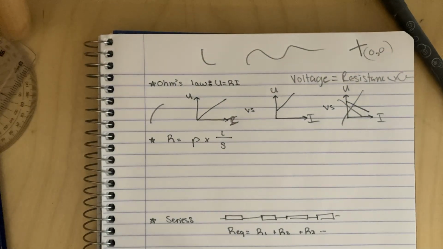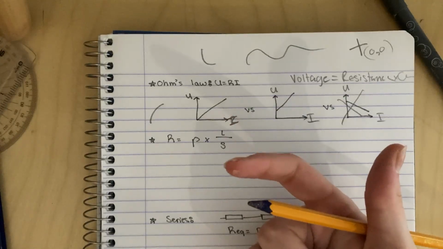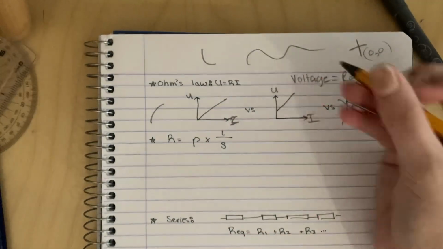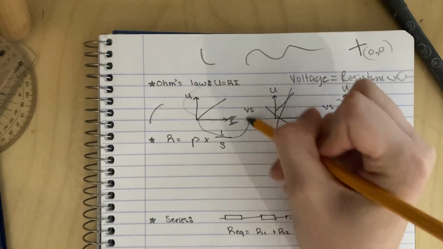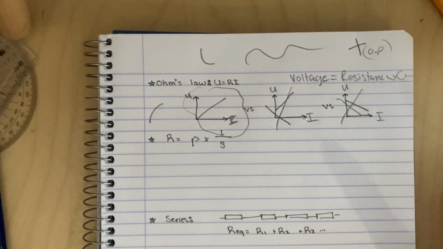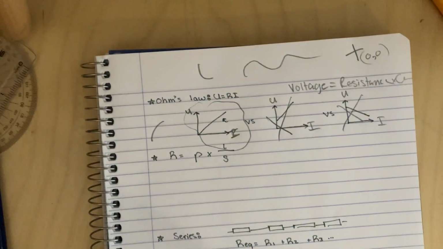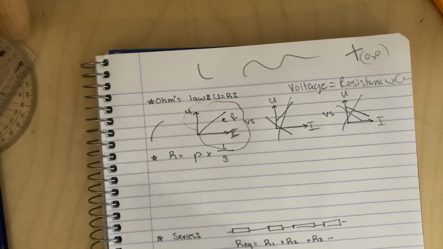So for it to be a graph of Ohm's law, it has to be a straight line with a positive slope that passes through the origin. Since this one doesn't pass through the origin, we can eliminate that, which means this is the graph of Ohm's law. So now, where is R in all of this, you might ask? Well, it's hidden right here in the slope. The slope is the resistance.